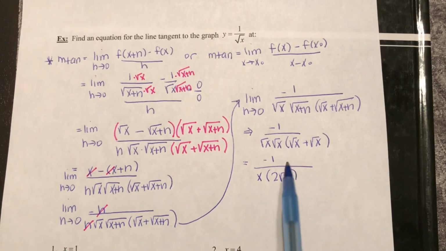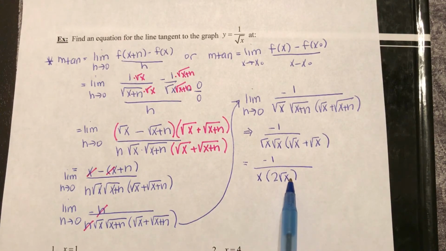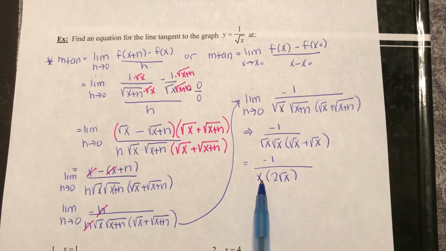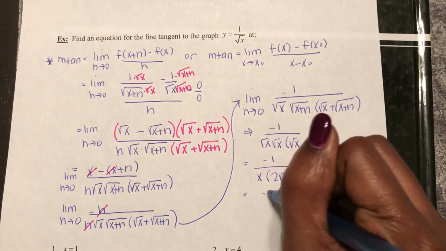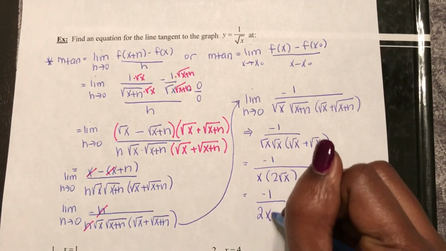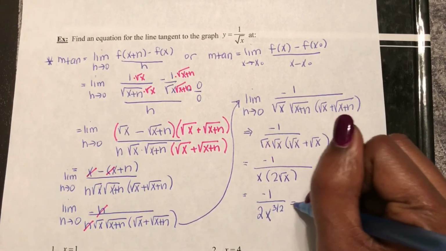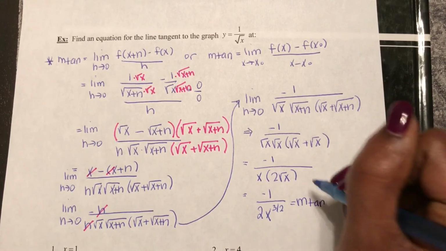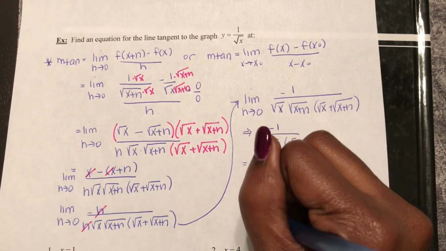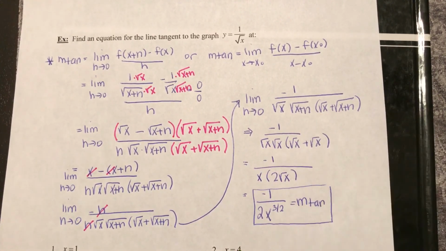So now I can simplify this. This is x to the 1/2 power times x to the 1st power. I add my exponents. That becomes x to the 3/2 power. So that is the slope of my tangent line for any x value.